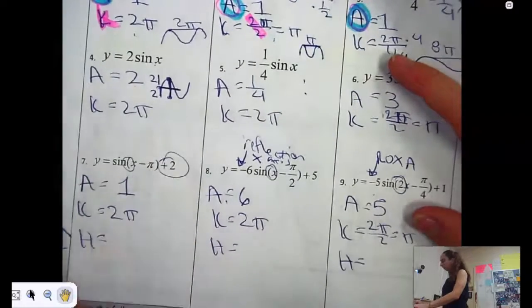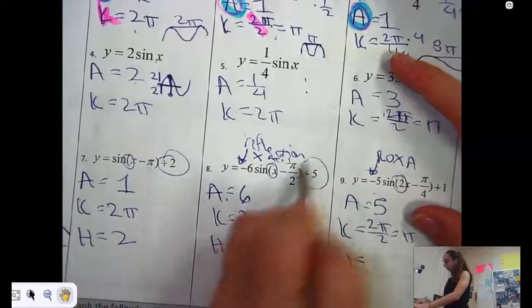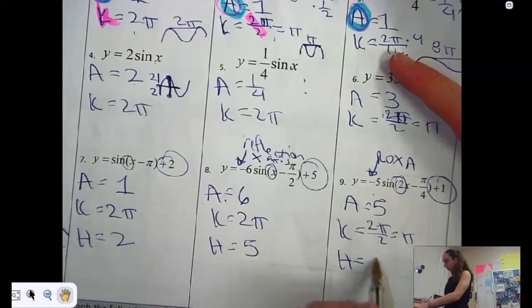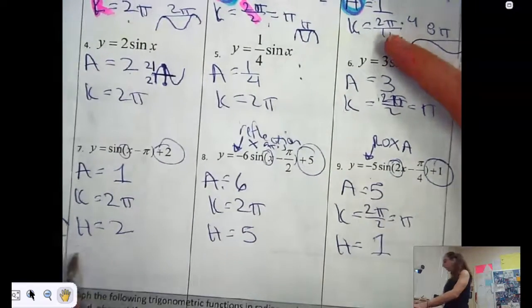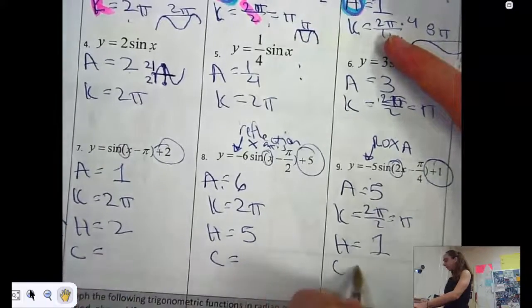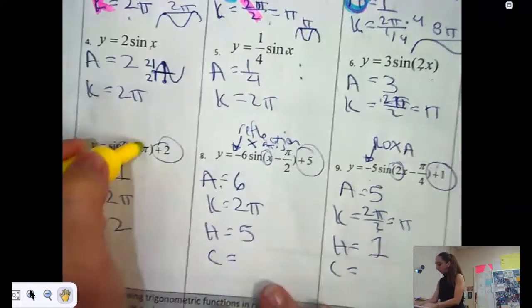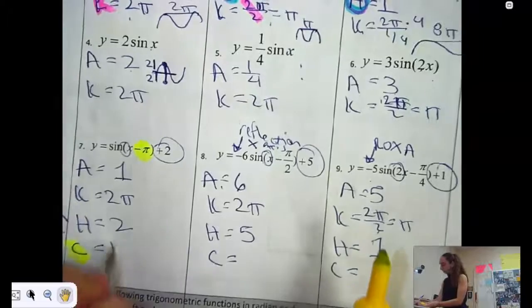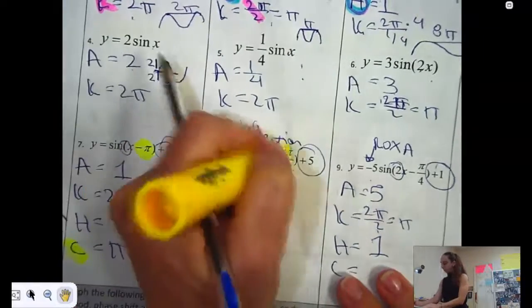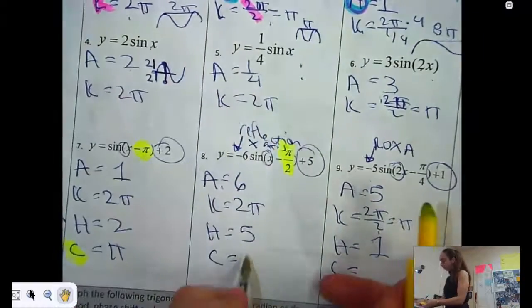Okay? That's this number here. 2, up 2. Here, up 5. Here, up 1. The last one is the C, the horizontal shift. Now remember, it's not a straight shooter. So if I see minus pi, what is it really? Pi. If I see minus pi over 2, what is it really?